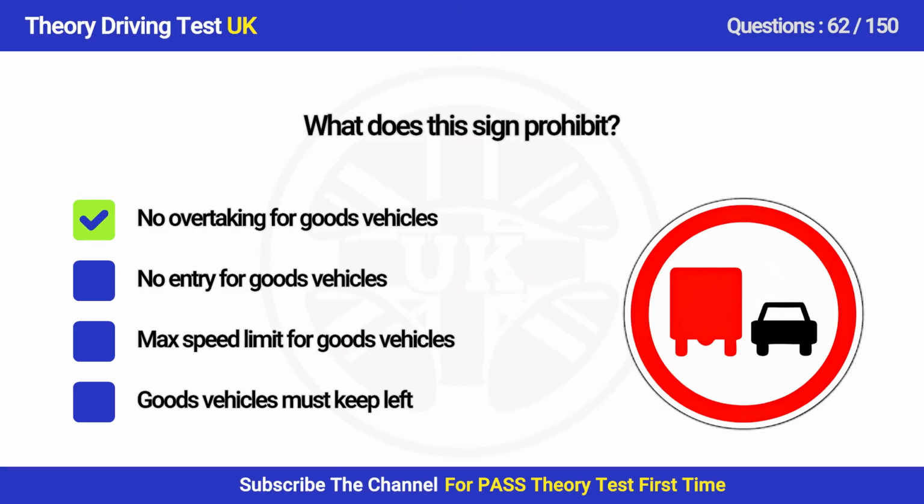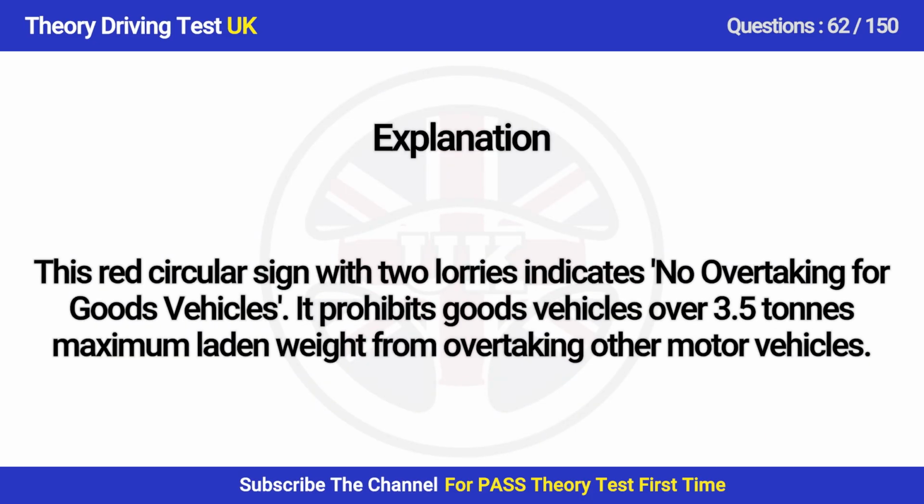Answer is A. No overtaking for goods vehicles. This red circular sign with 2 indicates no overtaking for goods vehicles. It prohibits goods vehicles over 3.5 tons maximum laden weight from overtaking other motor vehicles.